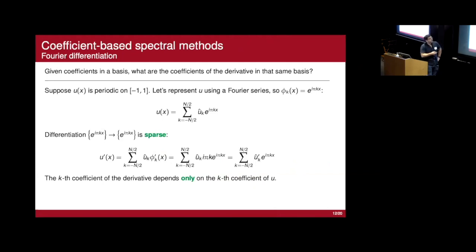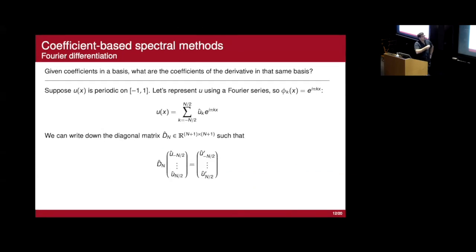Okay, so let's try to do this in the non-periodic setting. Oh, and this means that we can just write down a diagonal matrix, which just scales each of the Fourier coefficients exactly by i pi k to get the derivative.